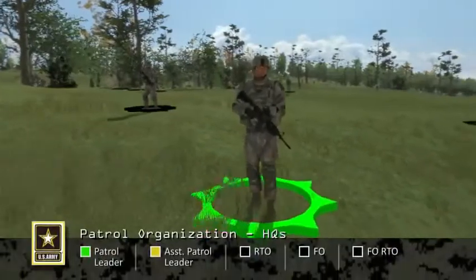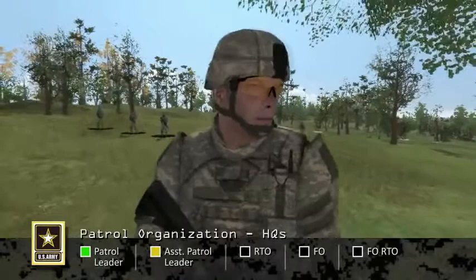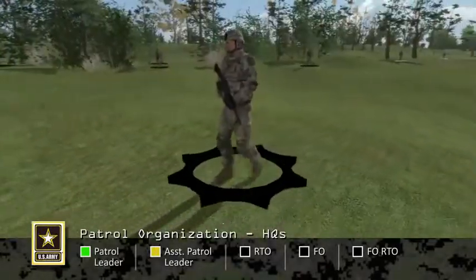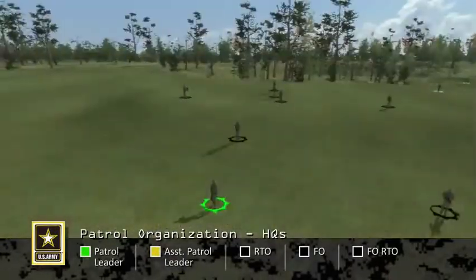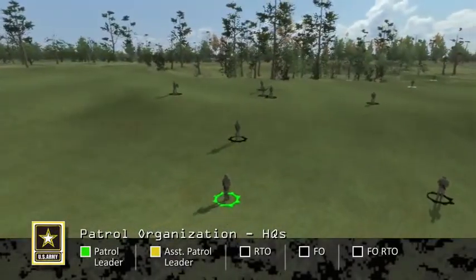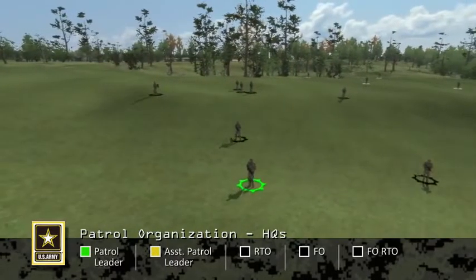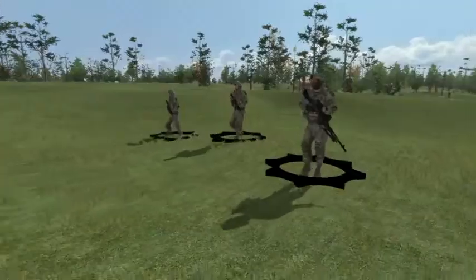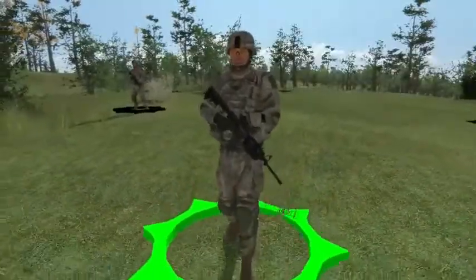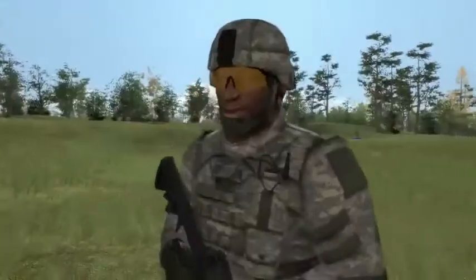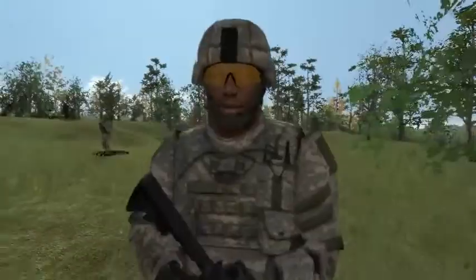The headquarters consists of the patrol leader, assistant patrol leader, radio telephone operator (RTO), forward observer (FO), and FO RTO, if required and attached. Additional headquarters elements may consist of any other attachments that the patrol leader decides that he or the assistant patrol leader must control directly. This often includes any machine gun team. The platoon or squad leader is assigned as the patrol leader. The platoon sergeant or assistant squad leader is assigned as the assistant patrol leader.